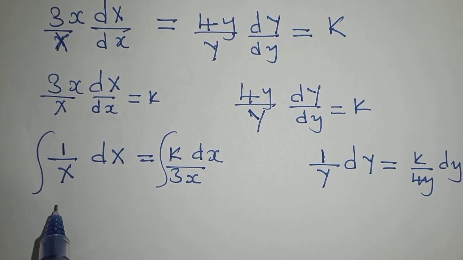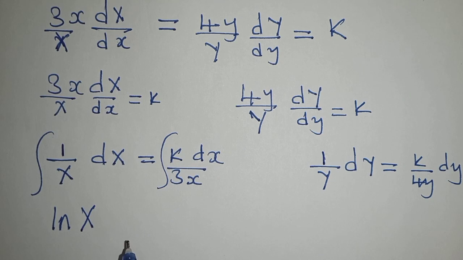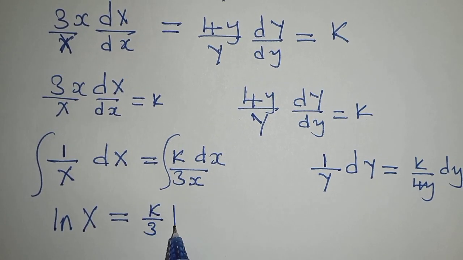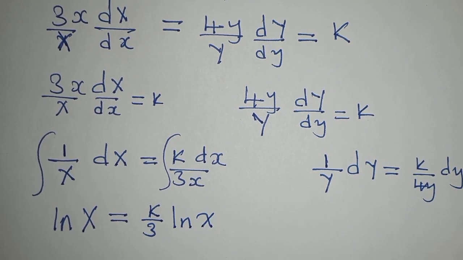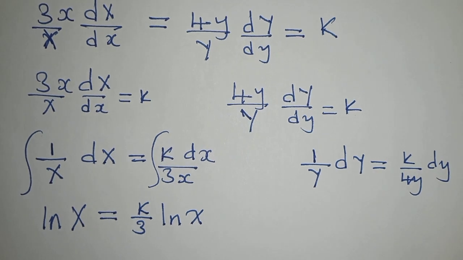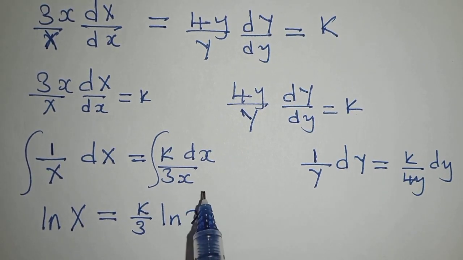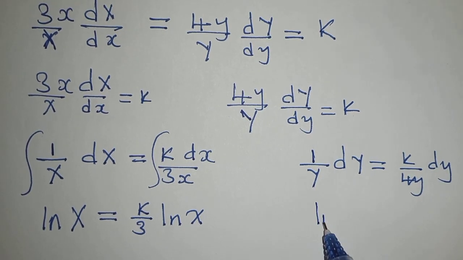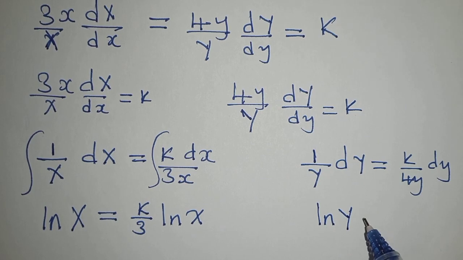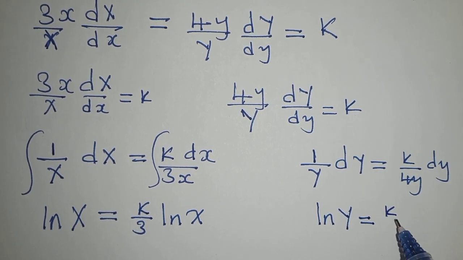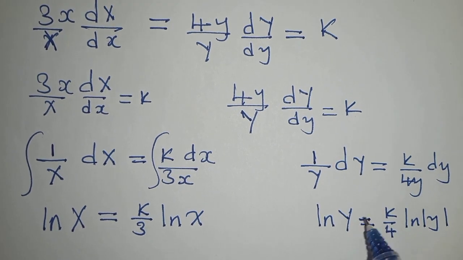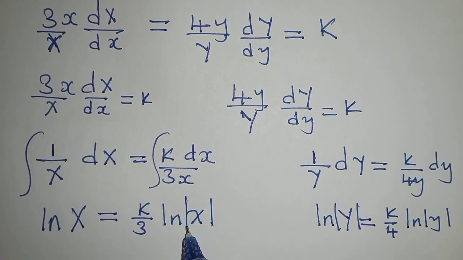Okay, so here we remain with ln capital X is equal to k over 3 ln x, small letter x. If you don't know how to integrate here, try to check, keep on watching my videos or search. I've done a video on how to integrate here. So here we shall have ln capital Y is equal to this, like that, ln y. So these must be put in these bars.